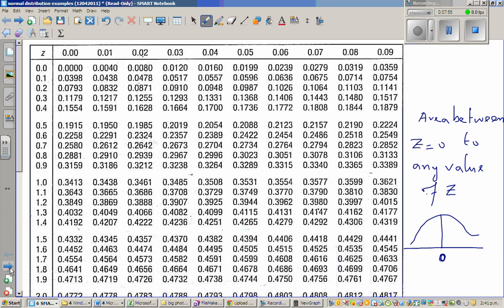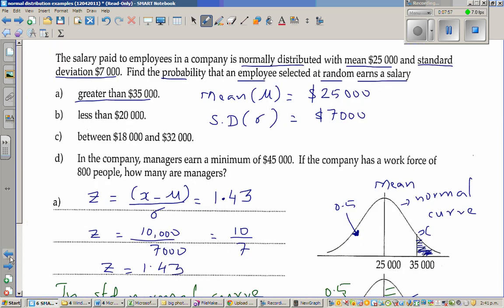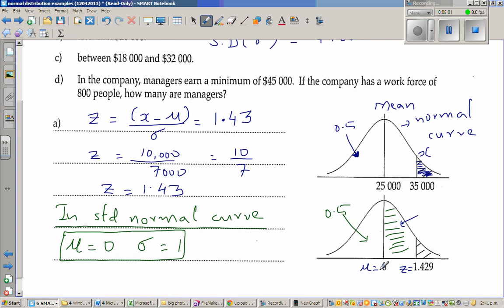So we want to find the area between Z equal to 0 and the second Z value. This is your mu, which corresponds to Z equal to 0, and this is the second Z. So I'm changing this to 1.43. We want to find this area.